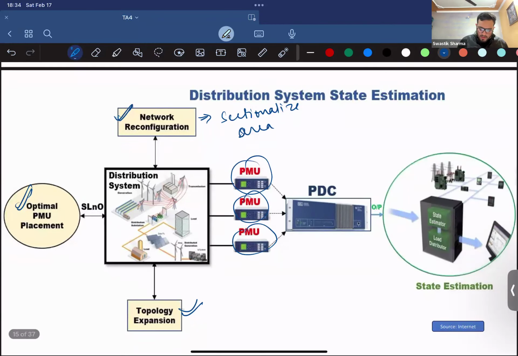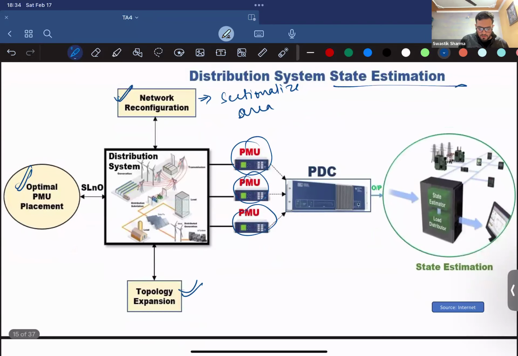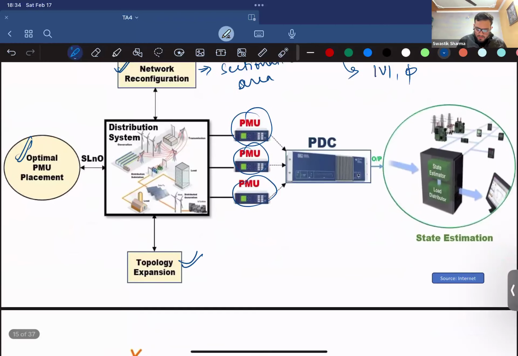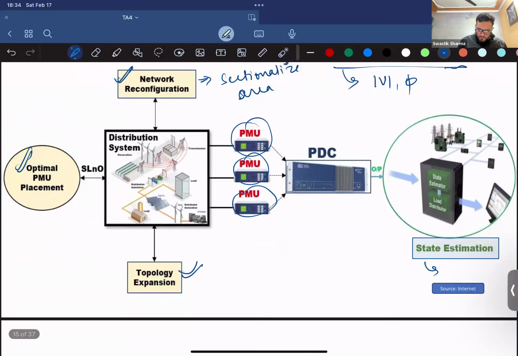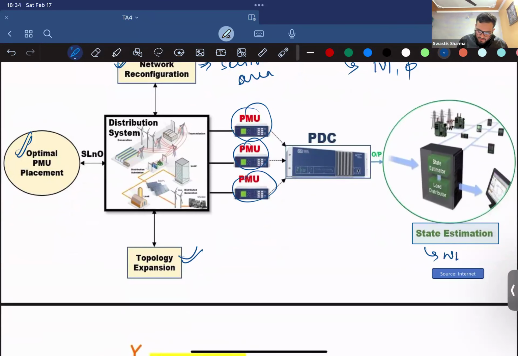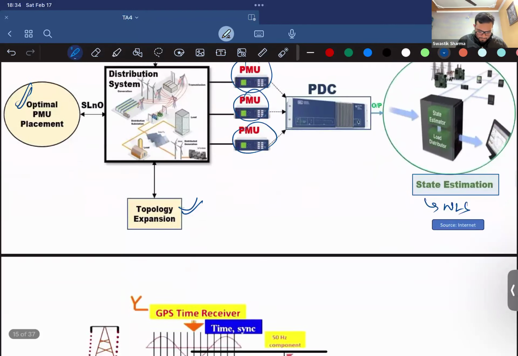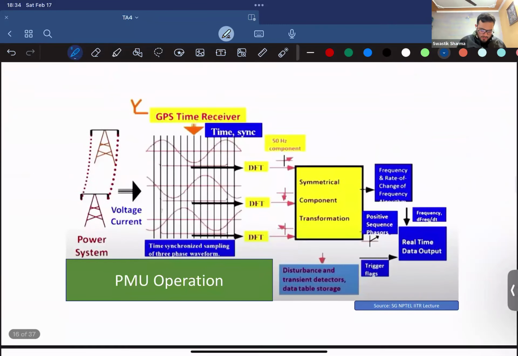So this is how the distribution system state estimation works, where you want to find the state of all the different buses, which are the voltage magnitude and phase angle. For this, you use a state estimation algorithm. These are complex algorithms; one is called weighted least square. So we'll discuss least square estimation in the coming slides. This is how the PMU operation is done.